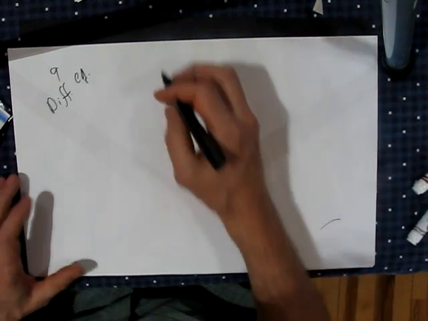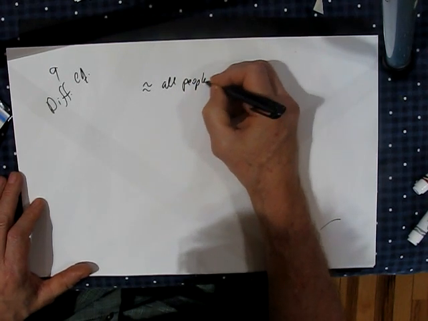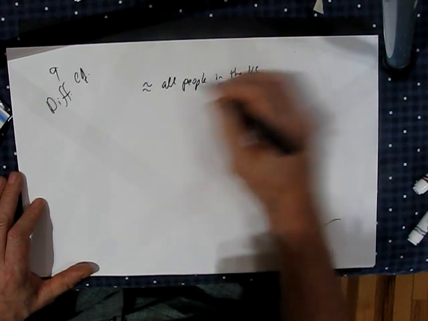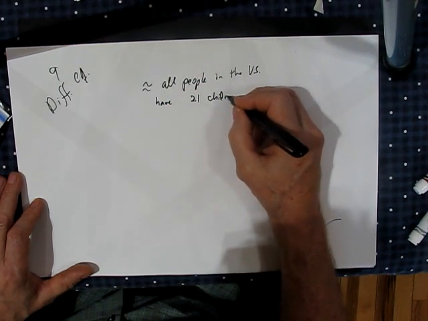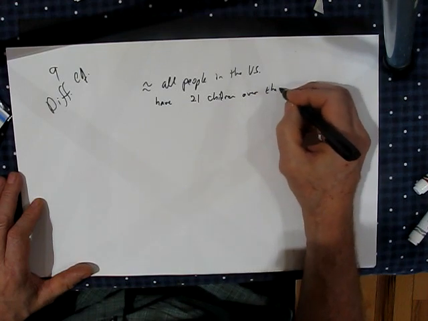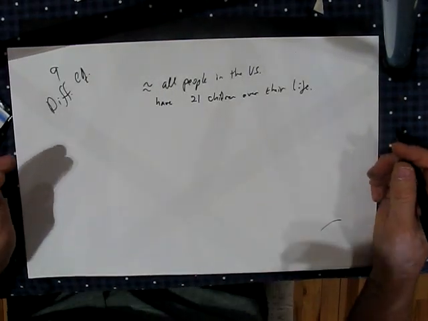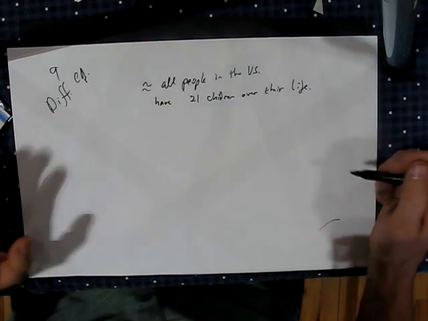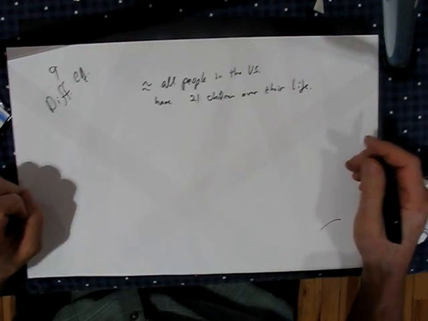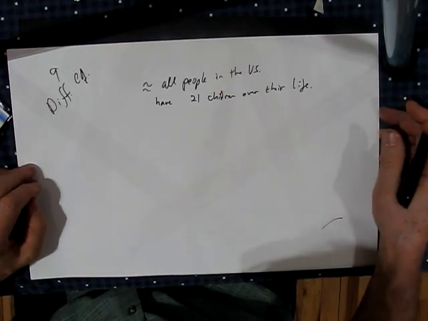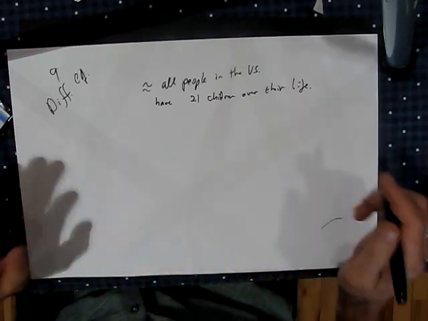So let's just look at the fact that approximately all people in the U.S. have 2.1 children over their lifetime. Now, what does that mean? Well, first off, men can't have babies. So you can either think of it in terms of pairs, or each woman has 2.1 children, but only half the world is female. But let's just take a look at what that means over, let's say, a 30-year lifespan.